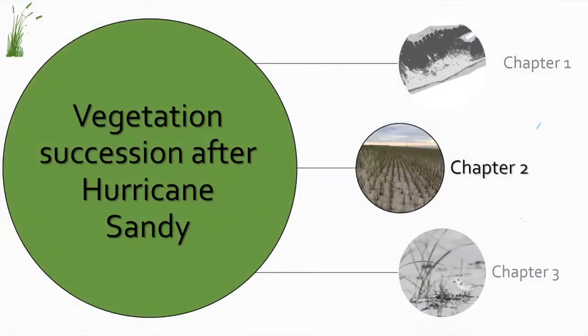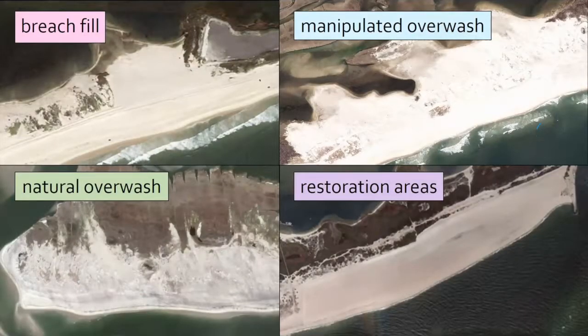Okay, so in chapter 2, I wanted to use what we had learned from the first chapter about identifying habitat types and tried to get at how some of the vegetation succession had changed following Hurricane Sandy. So as you remember, there's the 4 habitat categories: the breach fill, manipulated overwash, natural overwash, and restoration areas. And each of these habitat types were represented by at least 2 sites.